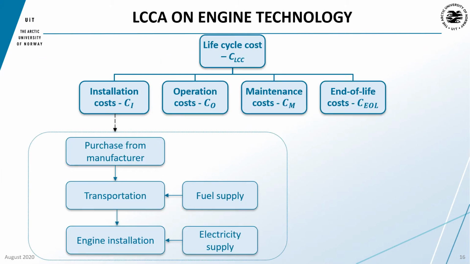There are four major processes during an engine's life cycle. They are installation, operation, maintenance, and end-of-life process. Under the installation process, several activities are divided, such as purchase from manufacturer, transportation, fuel supply, engine installation, and electricity supply.